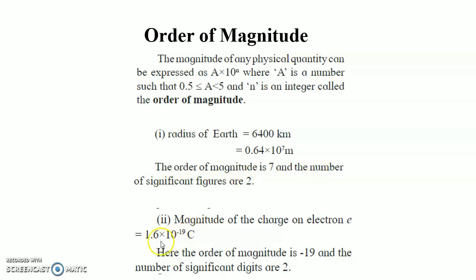In the second example, the number which is given, 1.6, is already in the range of 0.5 and 5. It lies between 0.5 and 5. So we don't need to make any changes over here. So over here the order of magnitude, that is the power, is minus 19 and the significant digits are 1 and 6. That is a total of 2 significant digits.